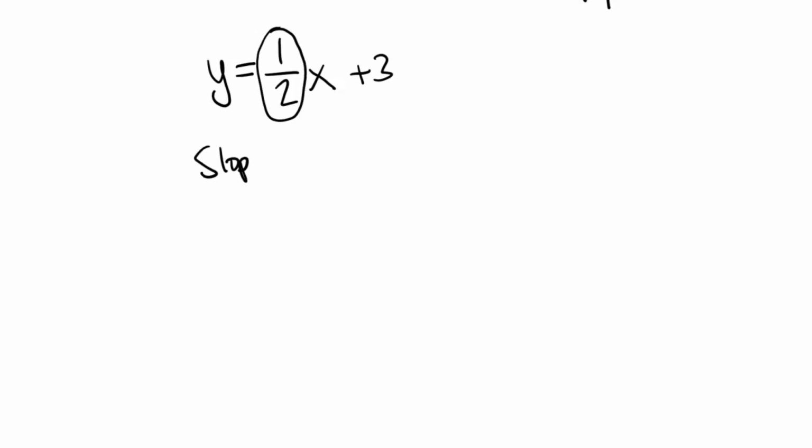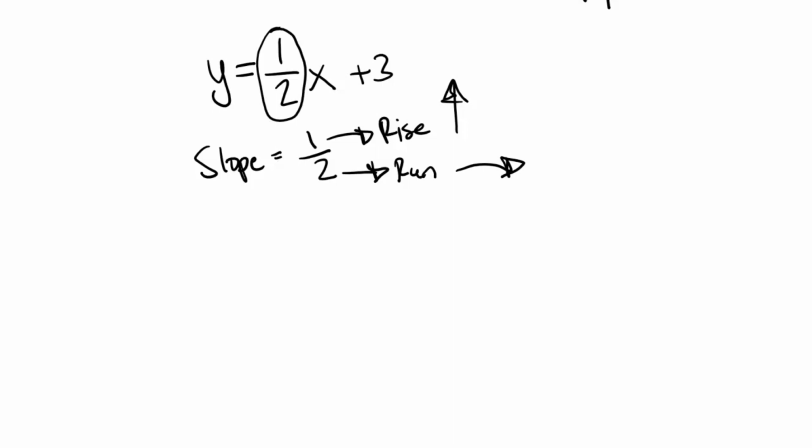Okay, so sometimes slope is easier if it's a fraction. So let's say the slope is 1/2. So this is my equation. Y equals 1/2 x plus 3. Okay, so the slope would be 1/2. So that means the 1 would be the rise, which means it goes up 1 on the graph. And then the 2 would be the run. So it's going to go right 2 on the graph. We'll graph that in a minute so that you can see what it does.